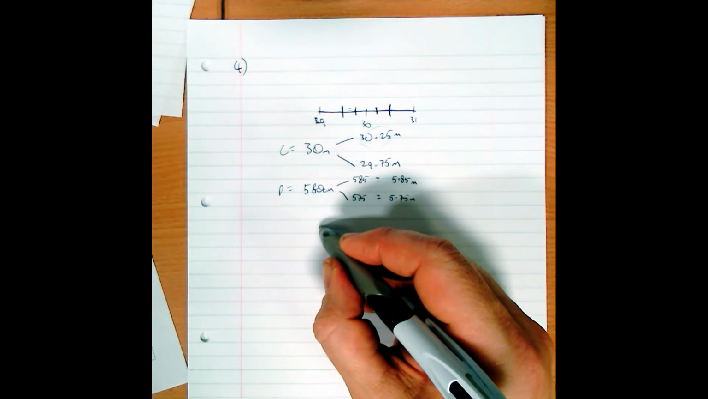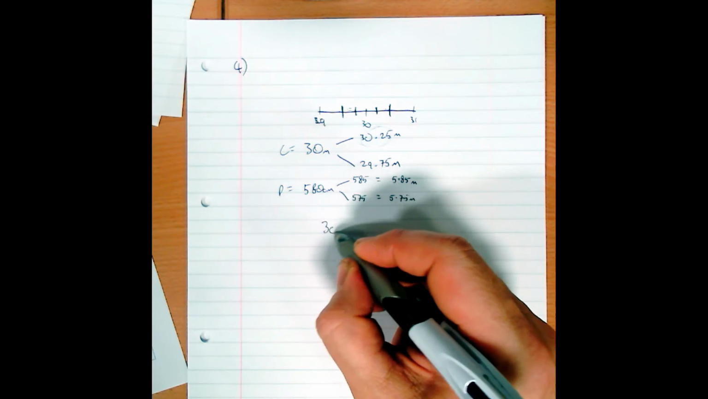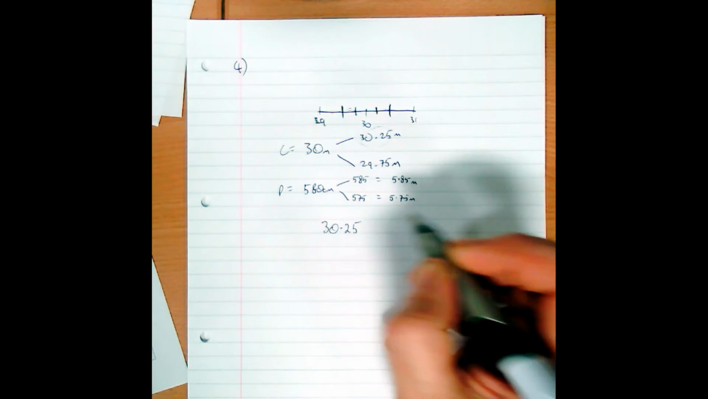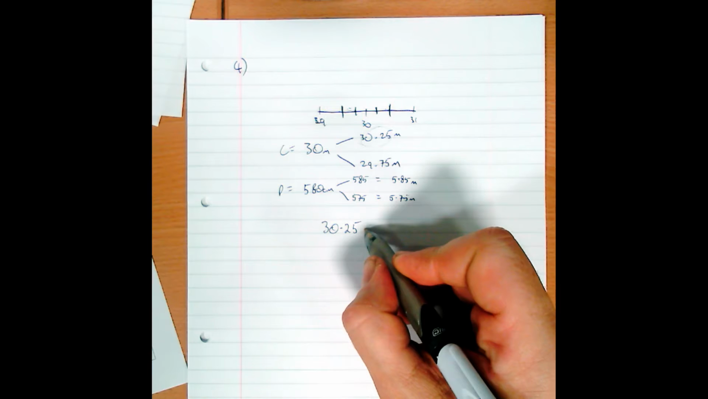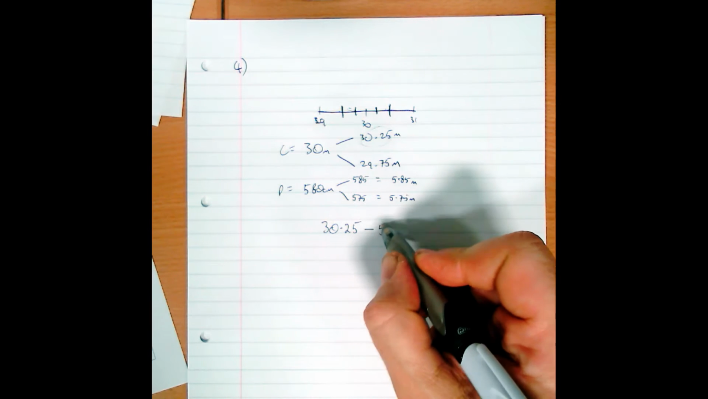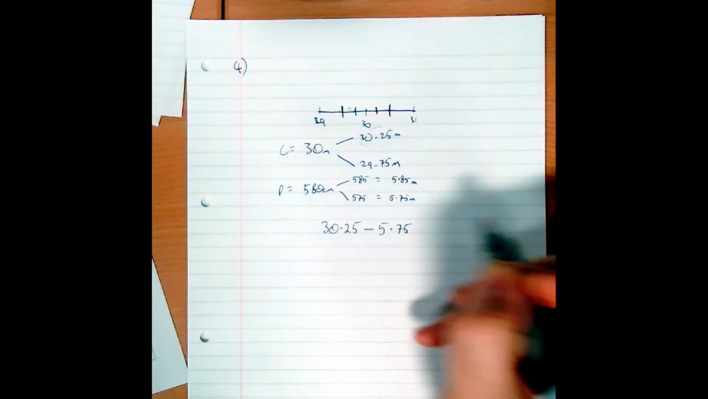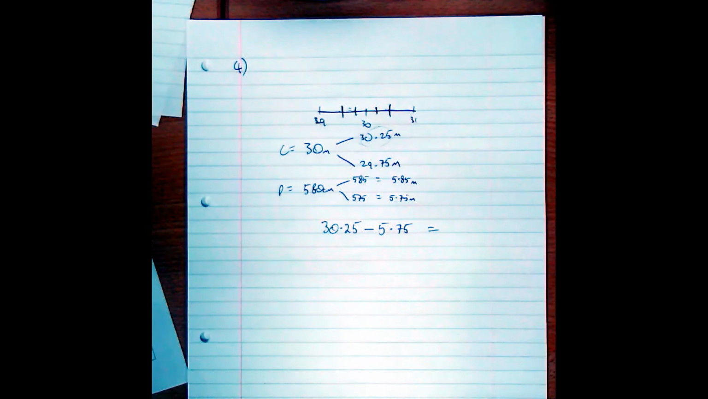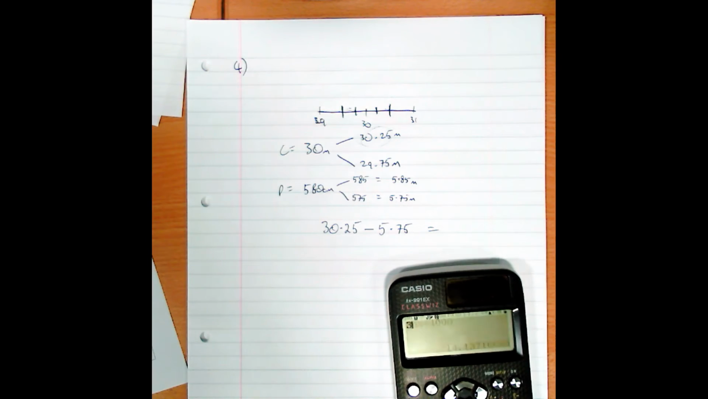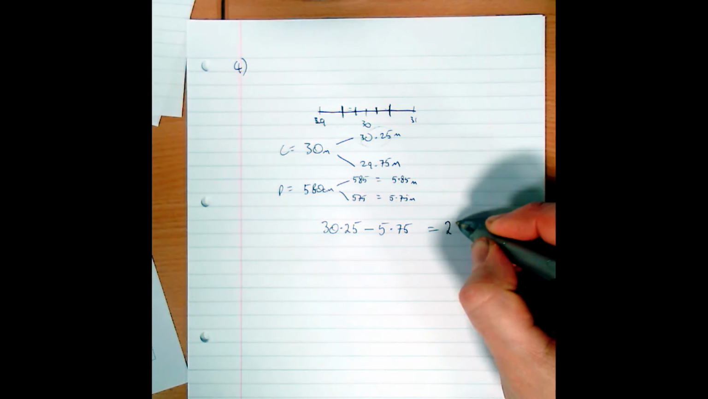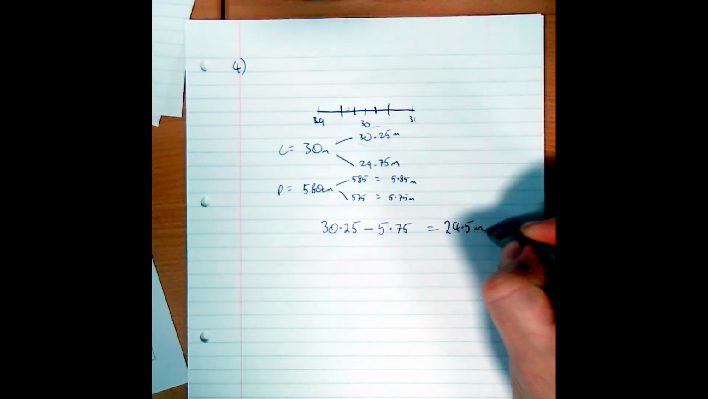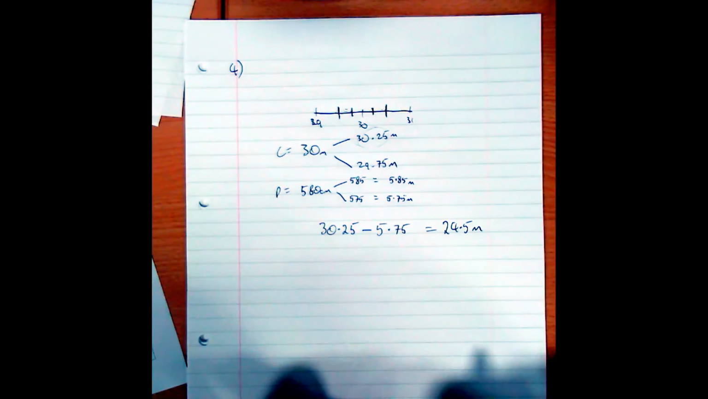So what's left is 30.25, that's as much as I'm allowed to start with, and I want to cut off as small an amount as possible, 5.75. 30.25 minus 5.75 is 24.5 metres. That wanted a bit of thinking about.